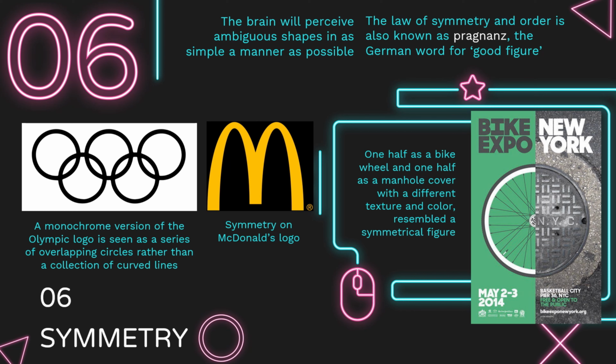And lastly, symmetry. The brain will perceive ambiguous shapes in as simple a manner as possible. The law of symmetry and order is also known as Prägnanz, the German word for good figure. For example, a monochrome version of the Olympic logo is seen as a series of overlapping circles rather than a collection of curved lines, and there is symmetry in the McDonald's logo. Another example, this poster shows one half as a bike wheel and one half as a manhole cover with a different texture and color, resembling a symmetrical figure.